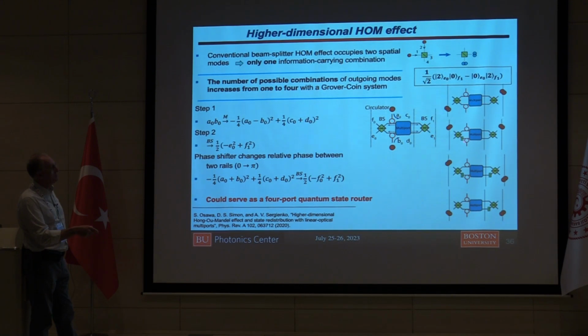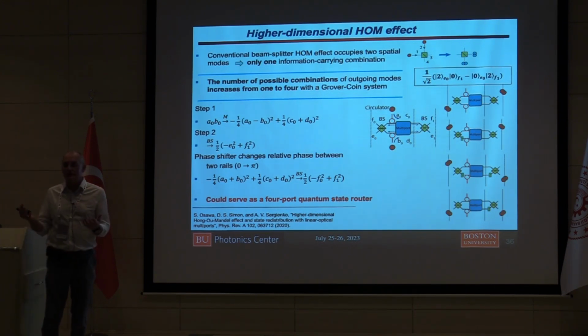If I change just one phase here linearly, just a simple phase, I can do it here and there. If I change phase here and here, I can move this state between this mode and that mode. If I change it right here, it will do this and this. So we get a high dimensional Hong-Ou-Mandel effect. Now we have 4 different combinations where we can realize the Hong-Ou-Mandel effect. And then we realize, oh, it's a nice switch.